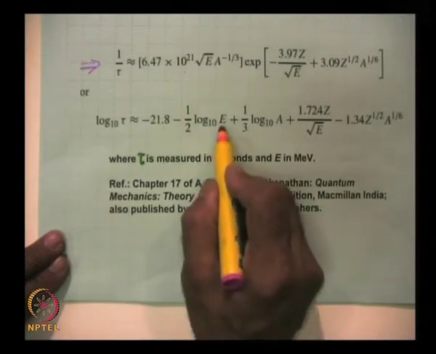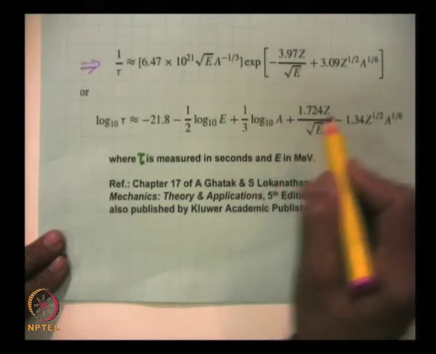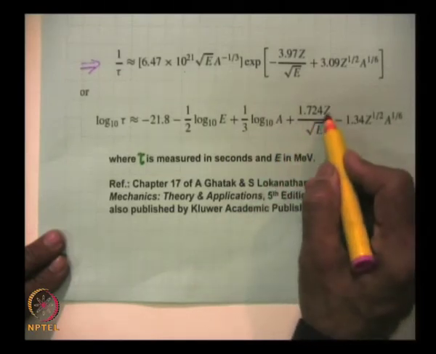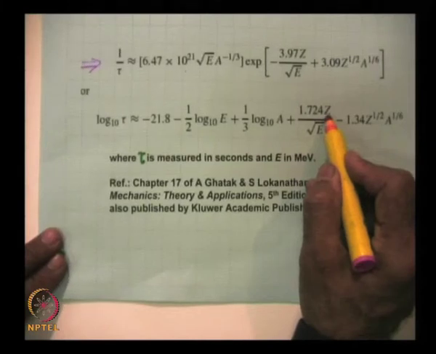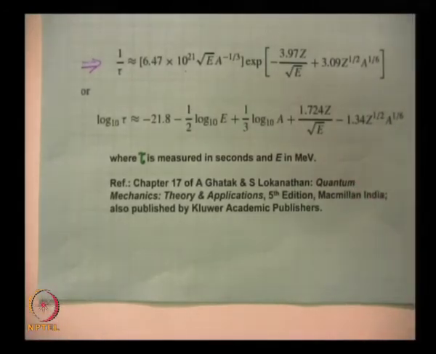So, E is the energy in MeV of the alpha particle coming out of the nucleus, A is the atomic number of the nucleus, Z is the atomic number, the charge of the daughter nucleus, and A and all symbols are defined. So, let me now consider two simple examples.